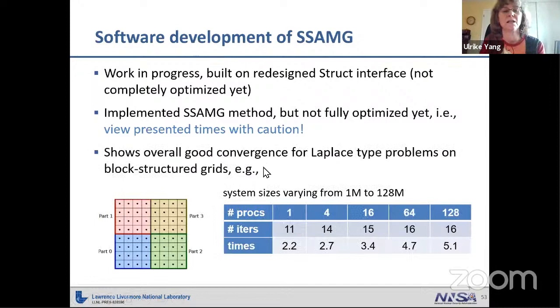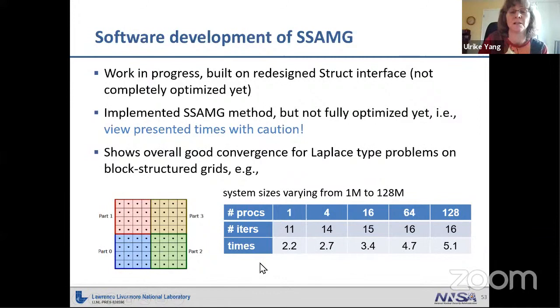So here, the first problem we look at is a block structured grid consisting of four parts. And we are just increasing the number of processes. And so the system size is varying from 1 million to 128 million, to see how this performs. So you see here, the number of iterations does grow a bit, but it's reasonable. It's not too bad. And here are the times we got. So we get pretty good scalability so far, so that's good.